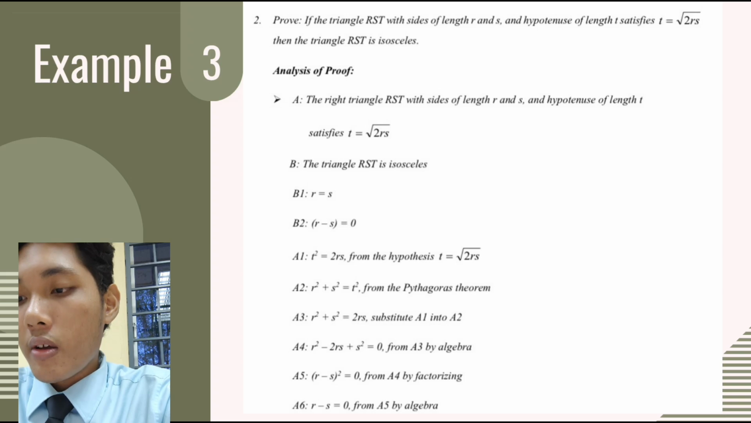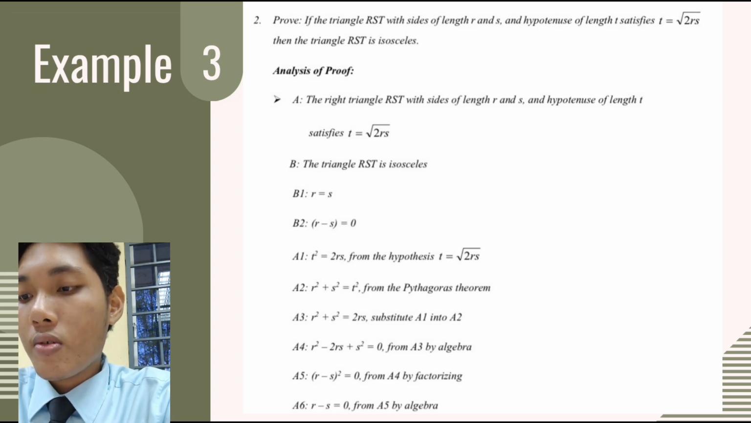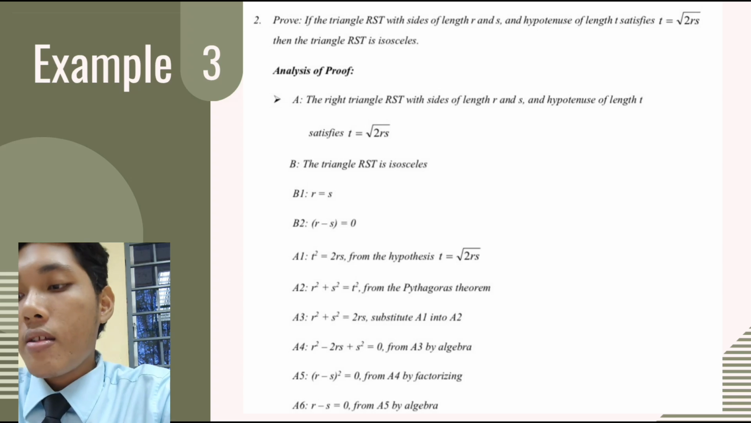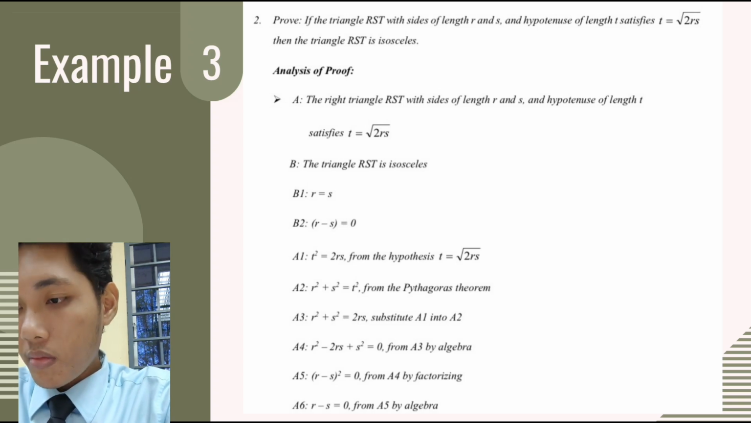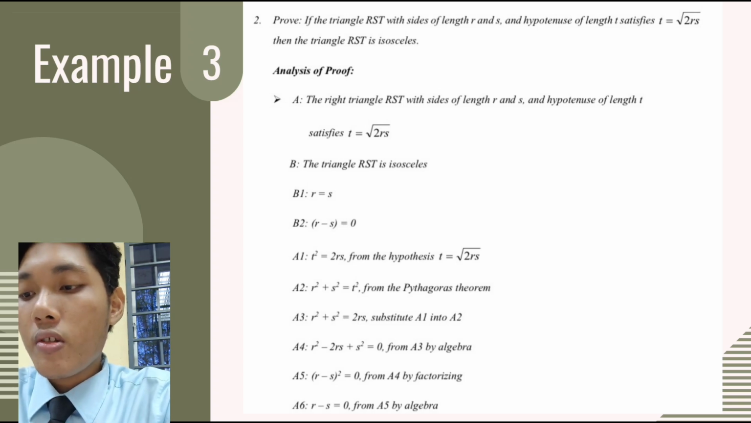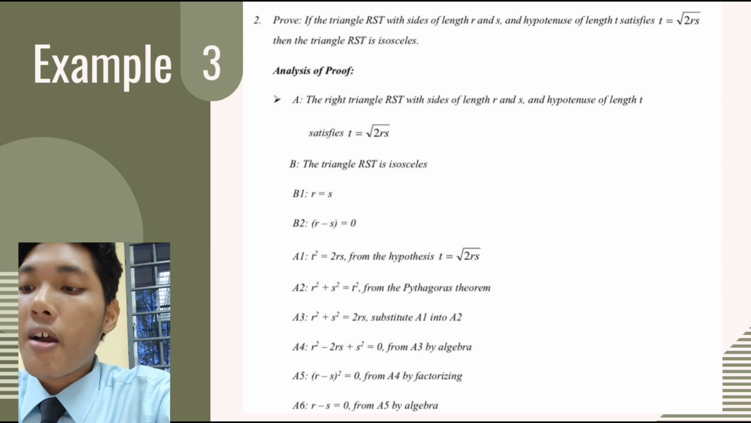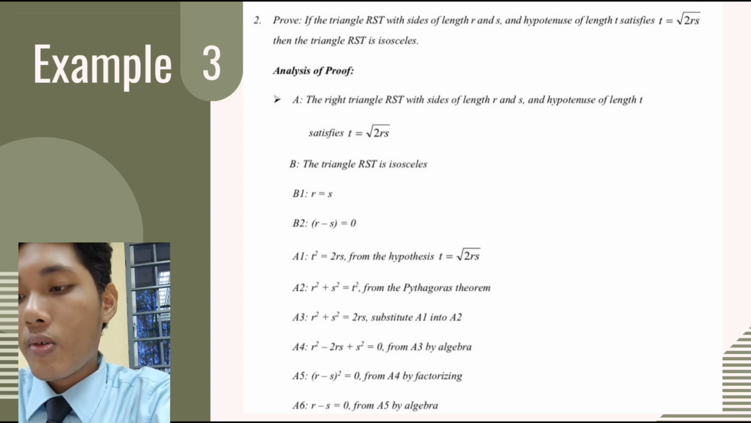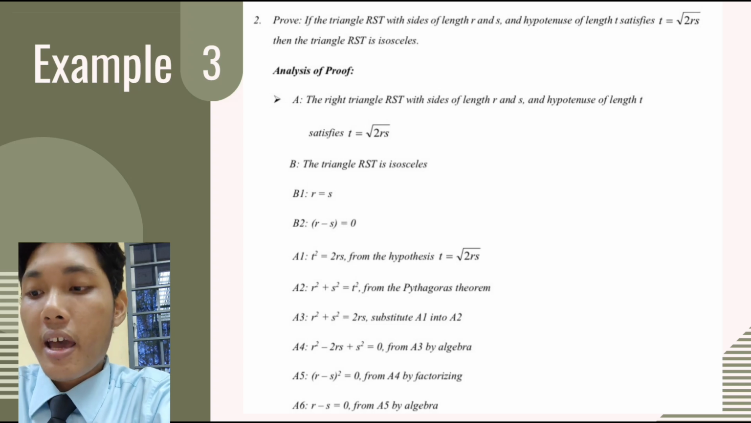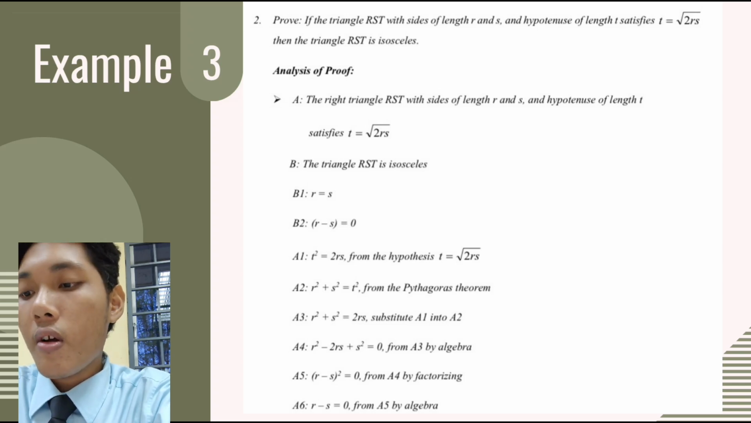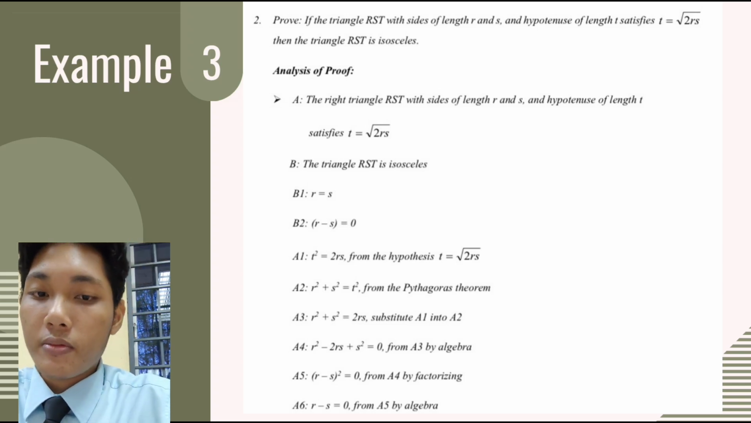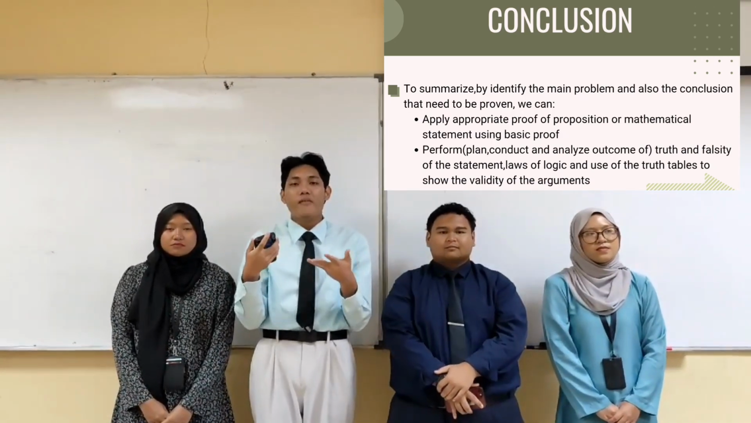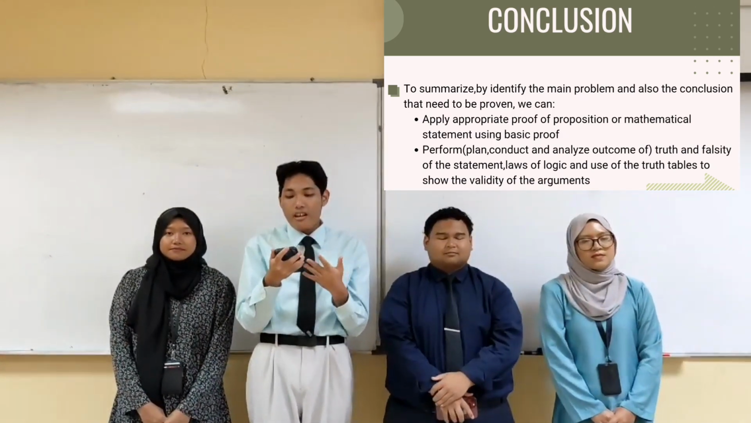For A4 we're going to obtain r squared minus 2rs plus s squared equals 0 from A3 by algebra. So in A5 we're going to factorize it to (r minus s) squared equals 0. And for the last one we're going to get A6, r minus s equals 0, from A5 by algebra.